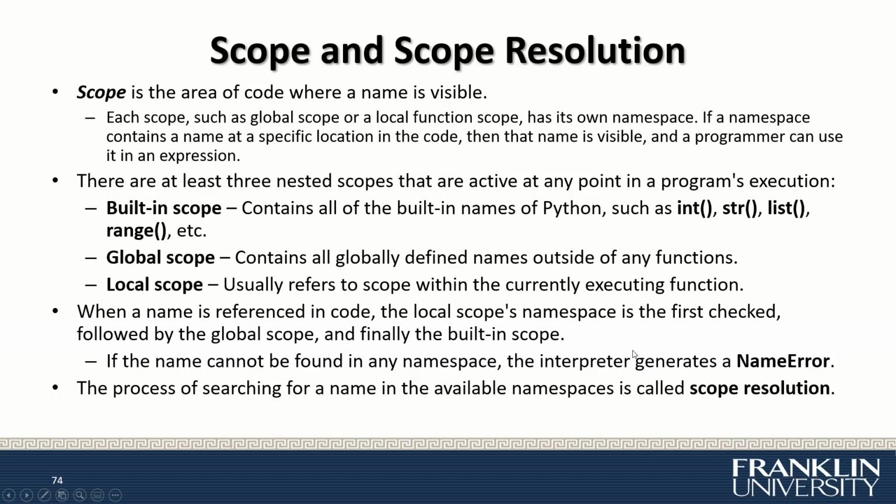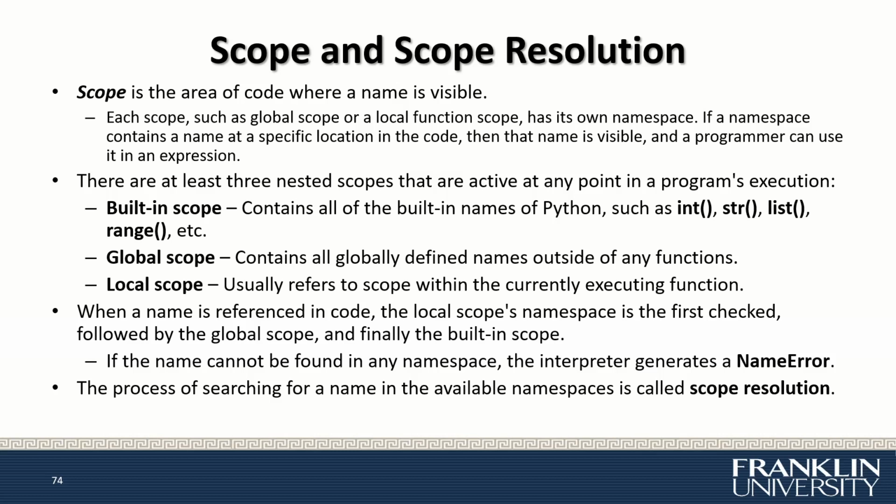Okay, and scope resolution. Remember, scope is just an area of code where a name is visible. Each scope, such as the global scope for global variables or the local scope for local variables or functions, has its own namespace. So if a namespace contains a name at a specific location in the code, then the name is visible, and the programmer can use it. For the most part, there are three nested scopes in Python, but actually there are four, but these are the three that you're going to see.